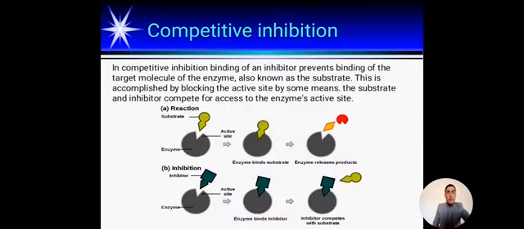First of all, the first one is competitive inhibition. We can see in the figure that in competitive inhibition, binding of an inhibitor prevents binding of the substrate with the enzyme by blocking the active site of the enzyme.